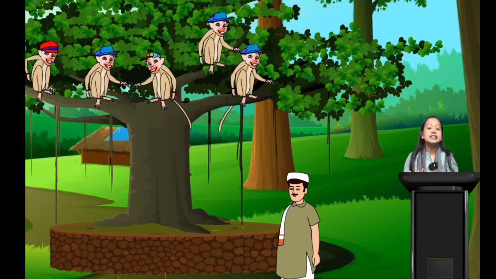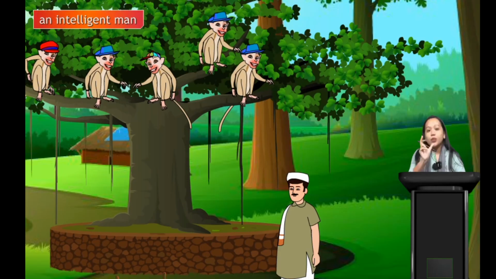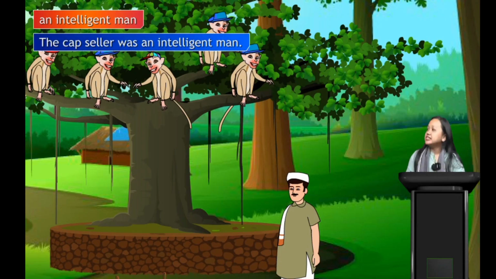Next, now what? He has to take all his caps. How will he take them back? All the caps are taken by monkeys, right? So now let's see what he does. So now we can see a word here again in front of us. What does it say? An intelligent man. Okay. So with this word, let's make a sentence.